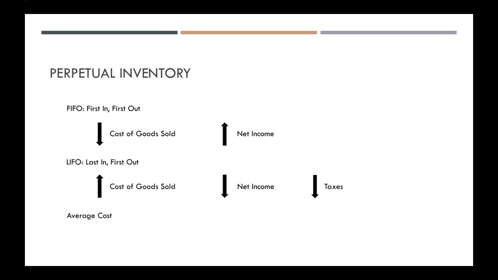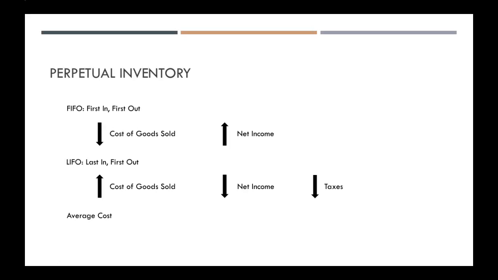So average cost is going to be somewhere between your FIFO and LIFO amounts. It's not going to be as high of a net income or as low of a net income as you would see in FIFO and LIFO. It would just be somewhere in between those two.